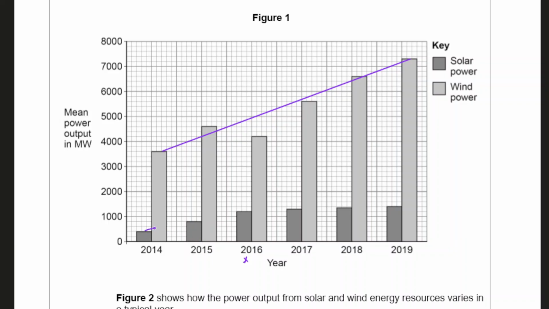Now the solar tends to have increased up to 2017. The increase in the solar is actually far less than in the wind power.